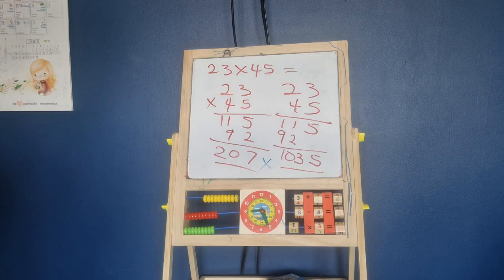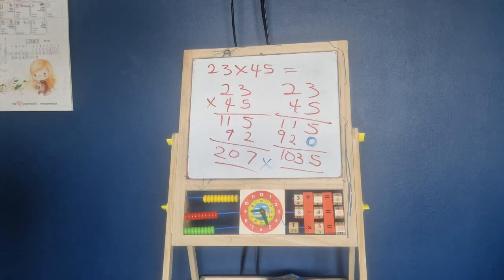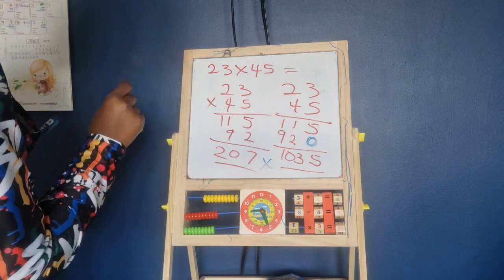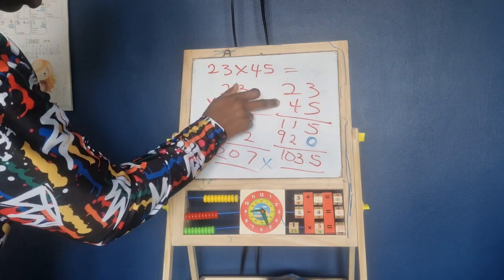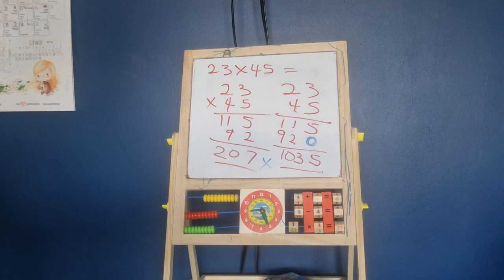So when you are multiplying using the long multiplication method, do not skip the 0 that is supposed to be here in the second line. And if you are multiplying 3 digits, when you get to the third one, the first answer must be placed under the digits that you are using to multiply.